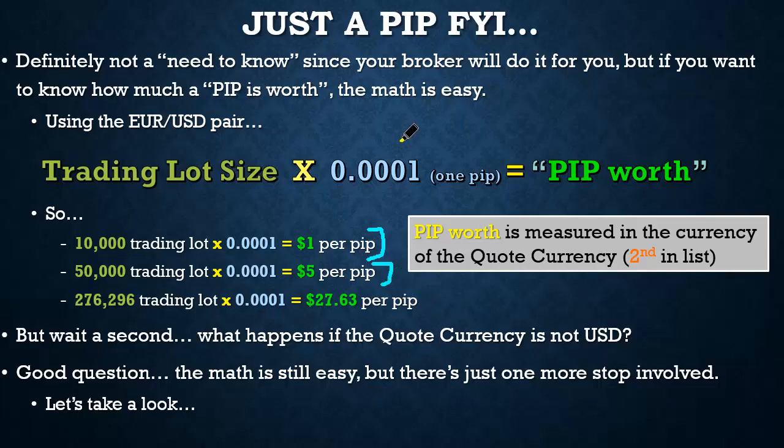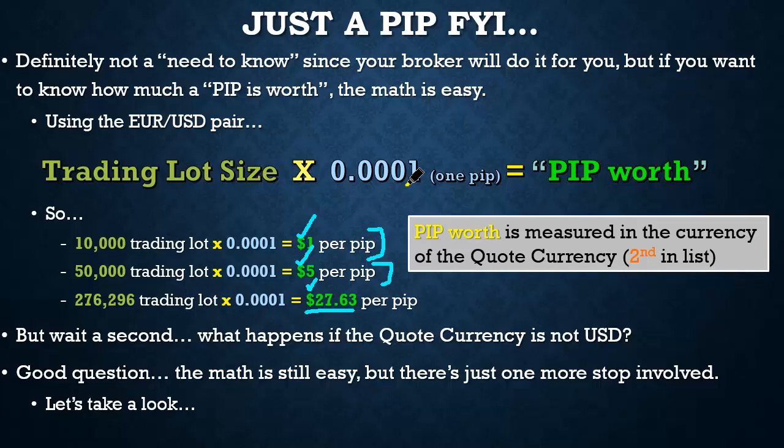And this was just totally random, a 276,296 unit trading lot, that is going to be worth $27.63 per pip. Now, it's nice because I'm assuming that the majority of us watching this are Americans. So for us, it's like, oh, that's nice. The price per pip, the pip worth, is measured in US dollars. How convenient. So a quick little note on that.